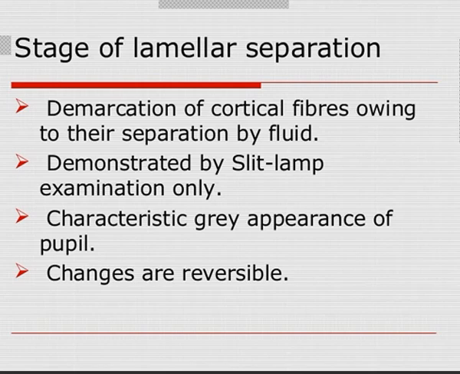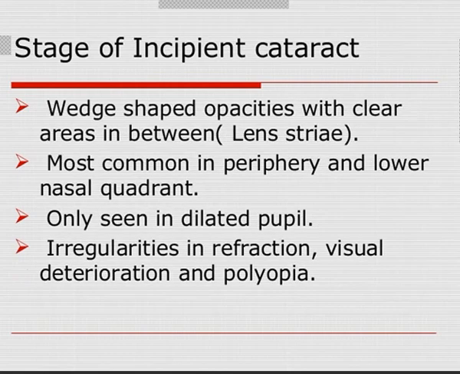It is demonstrated by slit lamp examination only; the naked eye cannot see it. Its appearance is gray in color in the place of the pupil. And the changes are reversible at the stage of lamellar separation. In the stage of incipient cataract, there are wedge-shaped opacities with clear areas between them. These are called the lens striae.